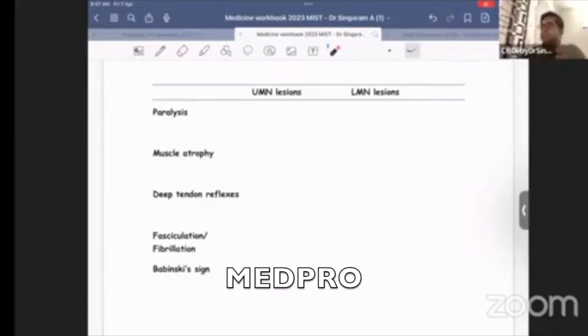Stroke involves the corticospinal tract, correct? The corticospinal tract is an example of upper motor neuron. So stroke is a typical example of UMN lesion. Correct. Very good. Some of you are answering it correctly.